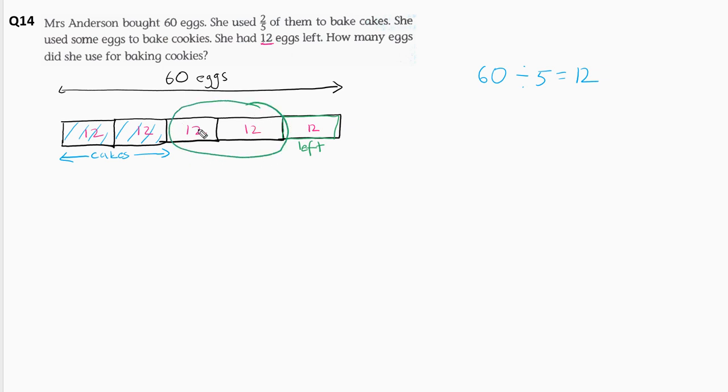These two here. This is the sum for cookies, which is 2 parts, which is 24. Yeah, 12 times 2 is 24, and that is our answer. That's how many eggs Mrs. Anderson used for baking cookies.